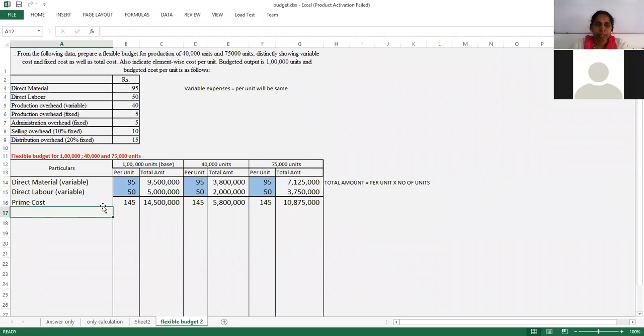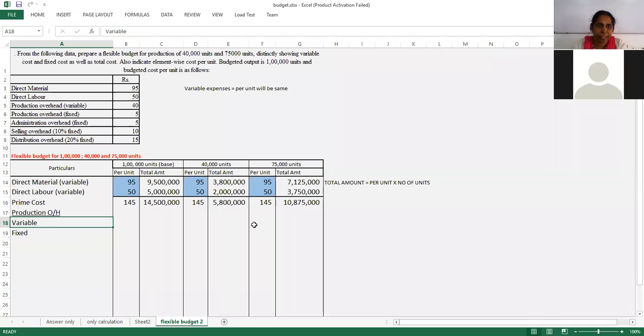Okay. After the prime cost, you will be going for production overhead. If you take production overhead, two types are there. One is variable, another one is fixed. We will take them one by one. Production overhead. I have underlined that. There are two types of production overhead: one is variable, another one is fixed.